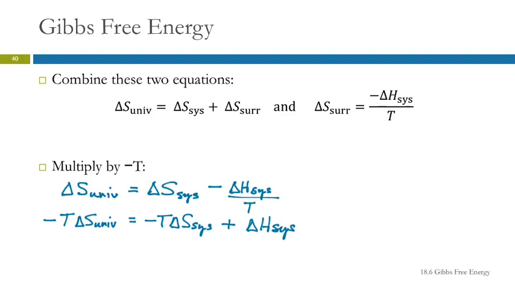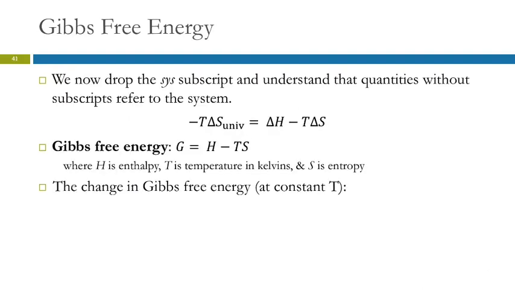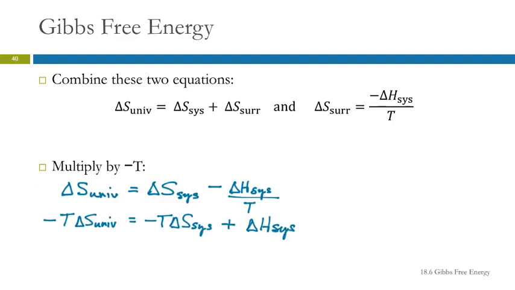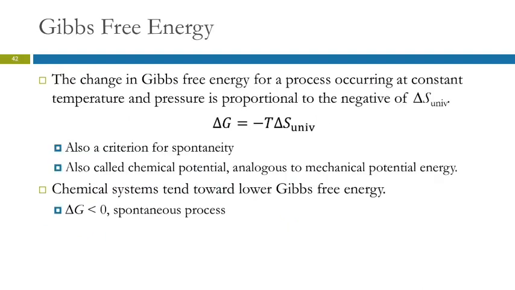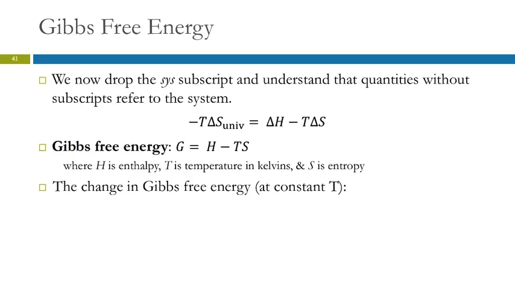Now, it would be really awesome if I could remember where I was going with this. So I'm going to look ahead to the next slide and see what it... Oh, well, that's kind of what we ended up with. So negative T delta S for the universe is negative T delta S for the system plus delta H for the system. Sorry about that. So this is just changing the order of these two terms.